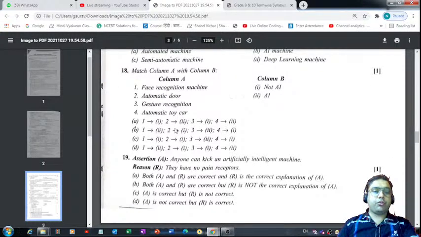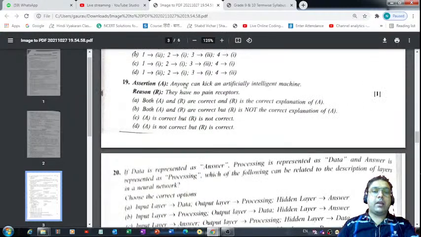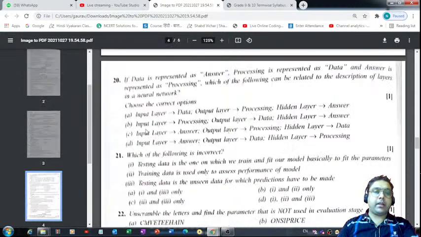Question number 19 is, anyone can kick an artificially intelligent machine? No, it's not true. And they have no pain receptors. Yeah, that is true, right? They don't have any pain receptors. They cannot feel pain or sorrow or feelings like this. So the reason is correct, the assertion is not correct. So part D is the correct option for this question number 19.